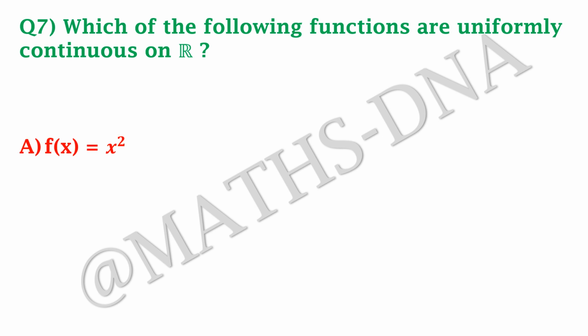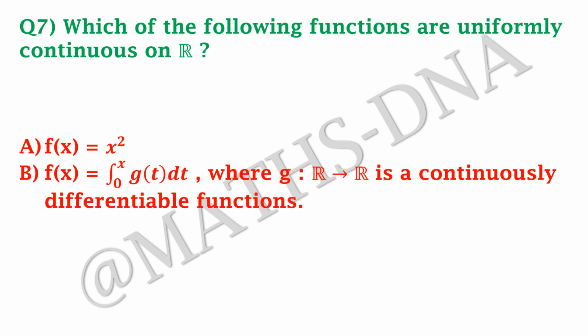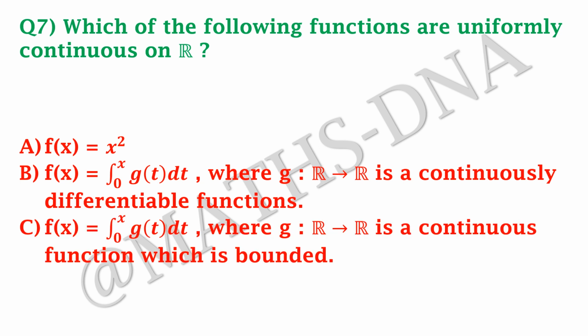First is A. f(x) is equal to x square. B. f(x) is equal to integration 0 to x g(t) dt, where g from R to R is a continuously differentiable function. And C is again f(x) is equal to integration 0 to x g(t) dt, where g from R to R is a continuous function which is bounded. Now you can see option B and option C look so similar, but they are different. So make sure that you are able to understand the difference between the options. And option D is again none of them.